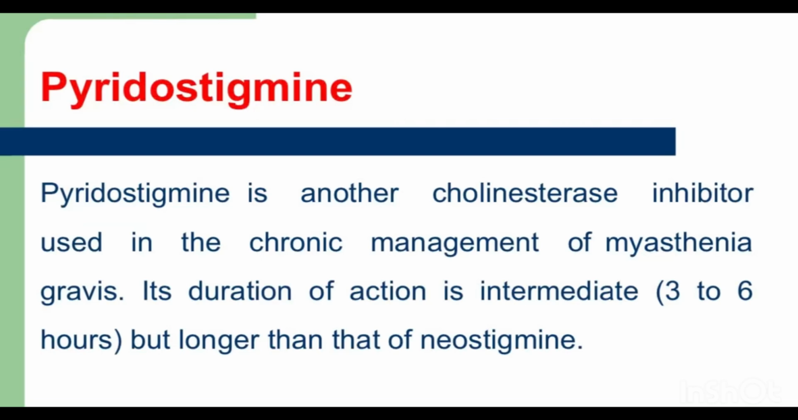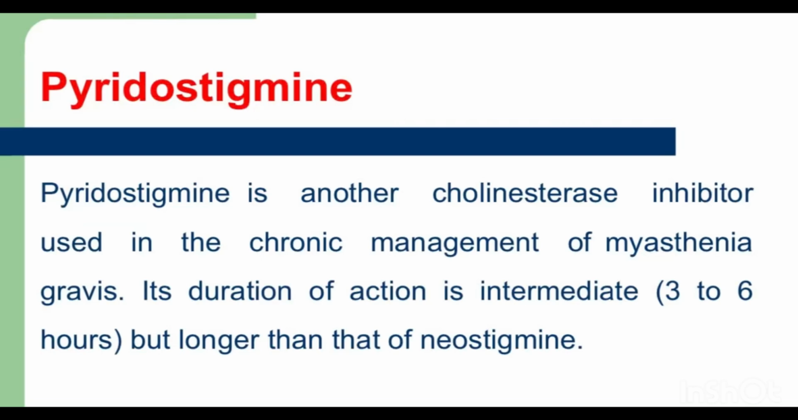Now the next one we're talking about is Pyridostigmine. Pyridostigmine is under the same group as Physostigmine. They share the suffix stigmine, so you can remember them. The only difference is that Pyridostigmine is not a tertiary amine, it's a quaternary amine. Don't forget, tertiary amine means it can penetrate the blood-brain barrier. Quaternary amine means it cannot penetrate the blood-brain barrier.